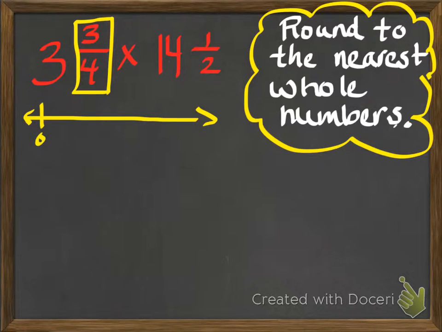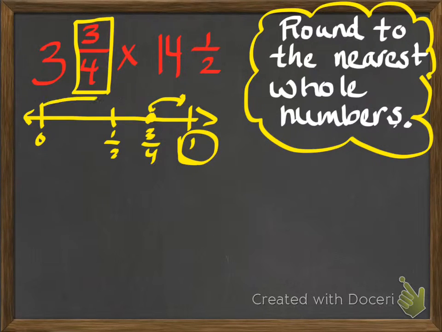So I've got 0, I've got 1, I've got a half. So 3/4 goes right here in the middle. And if it's right in the middle, we always round up. So 3/4 is going to be close to 1. Okay? It's closer to 1 than it is to 0, right? It's a long ways away from 0. So I'm going to round it up to the nearest whole number, and the nearest whole number is 1 more.